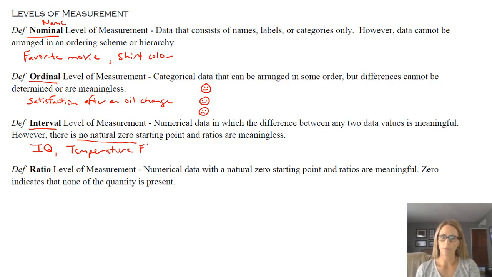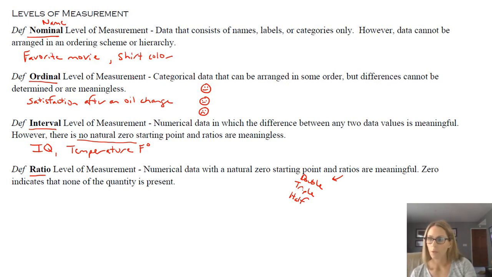So temperature in Fahrenheit, the way that we do it in the United States, is an interval level of measurement, with no natural zero starting point. Now the ratio level of measurement is the highest level of measurement you could have with data. So you've got a natural zero starting point. If you can use words like double, triple, or half when talking about that data, then you know you have ratio. Notice it says 0 indicates none of the quantity is present. So if you have 0 of it, you've got nothing. That's how you know you have ratio.